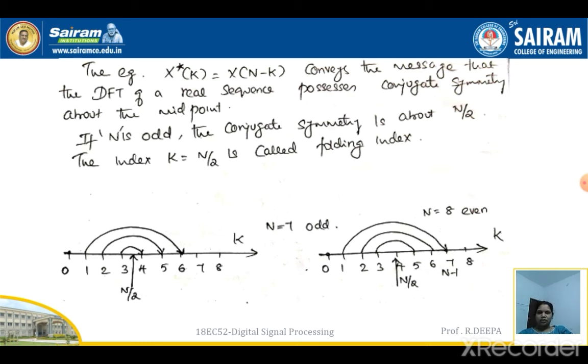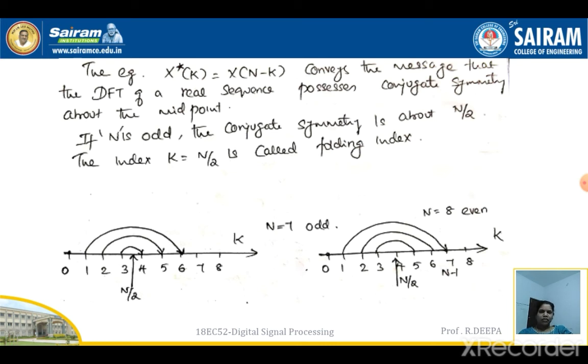So since N is odd, the property says the conjugate symmetry is about N by 2. So N by 2 is nothing but 7 by 2 here, for example, for N we have taken as 7. So 7 by 2 it is 3.5. So across 3.5 you can observe the conjugate symmetry. That is, between 3 and 4 there is a conjugate symmetry pair. And again between 2 and 5 it exhibits conjugate symmetry. Again between 1 and 6 there is a conjugate symmetry.